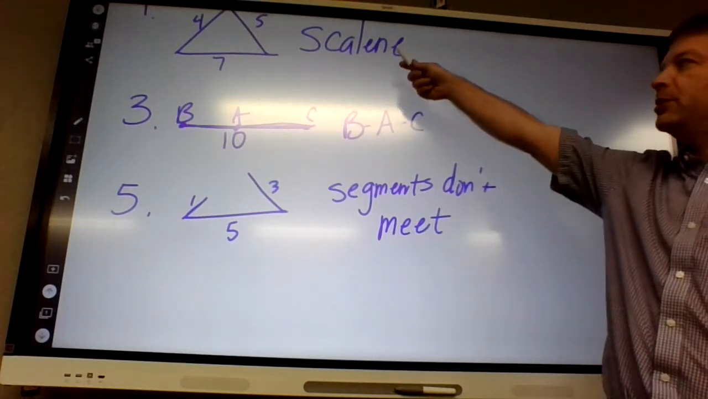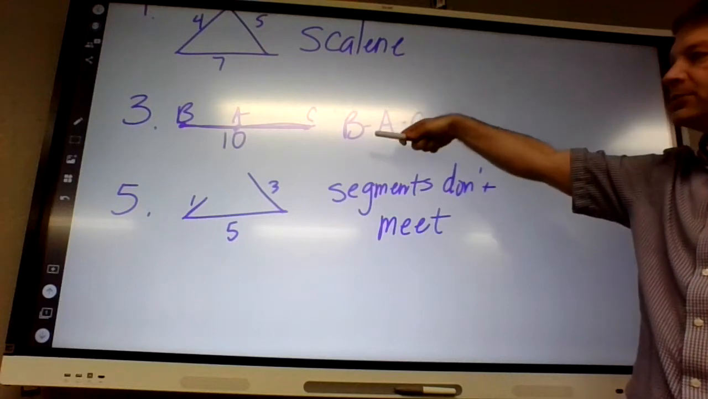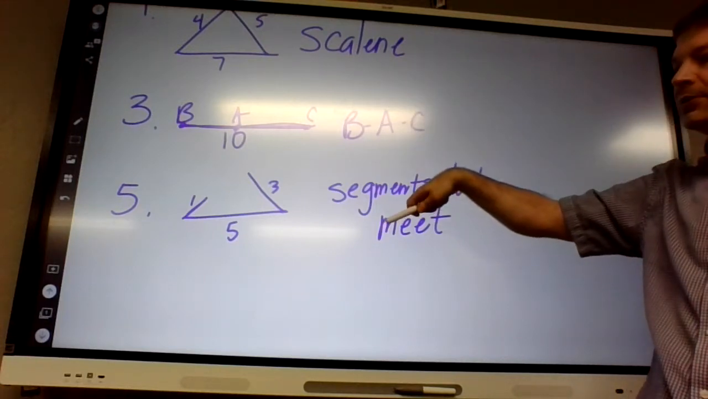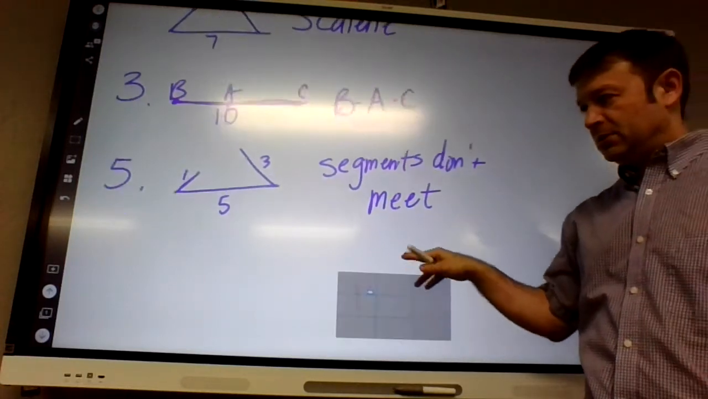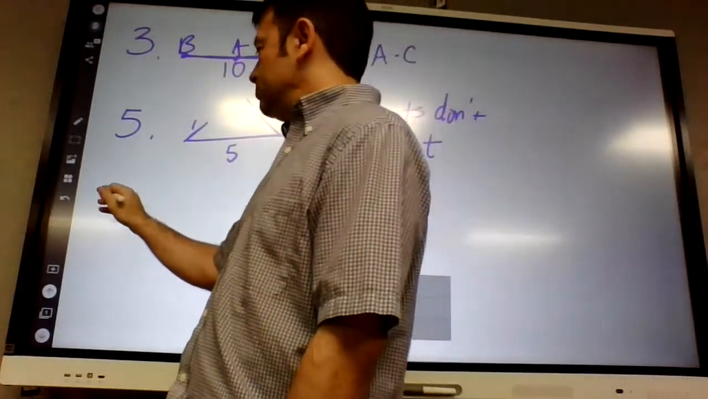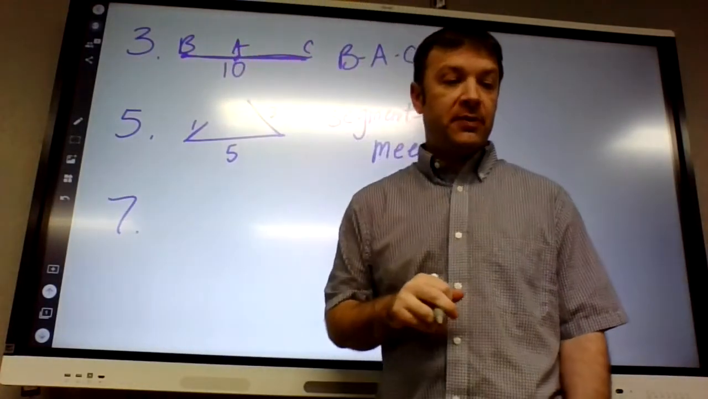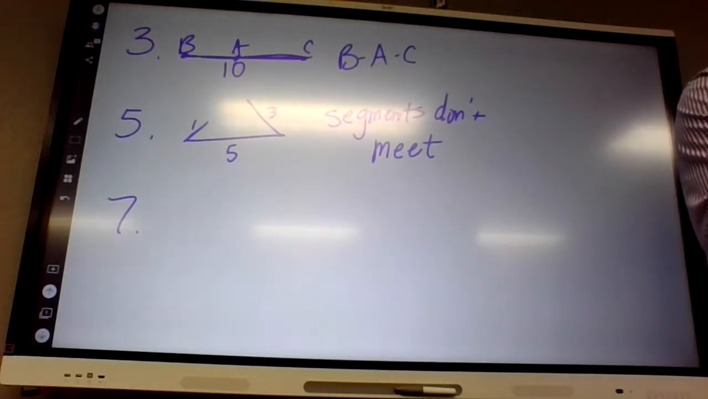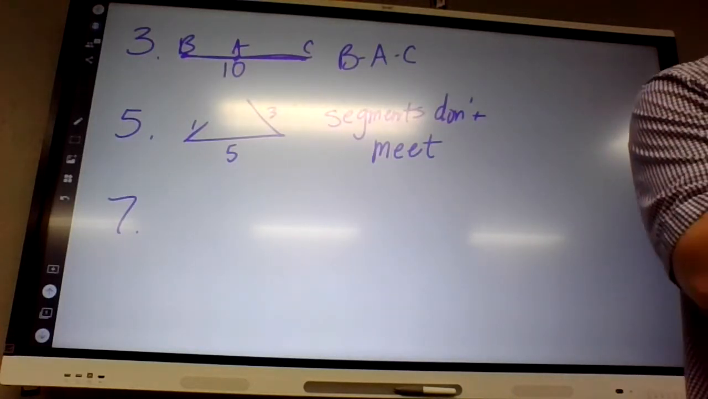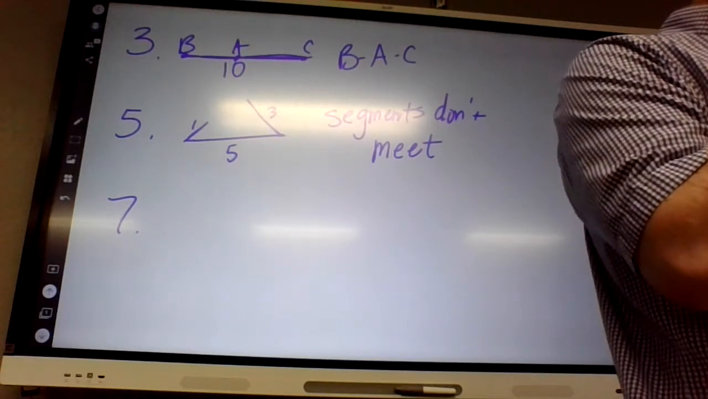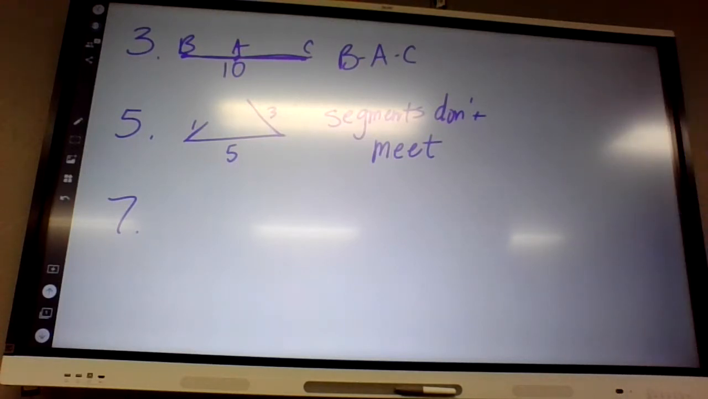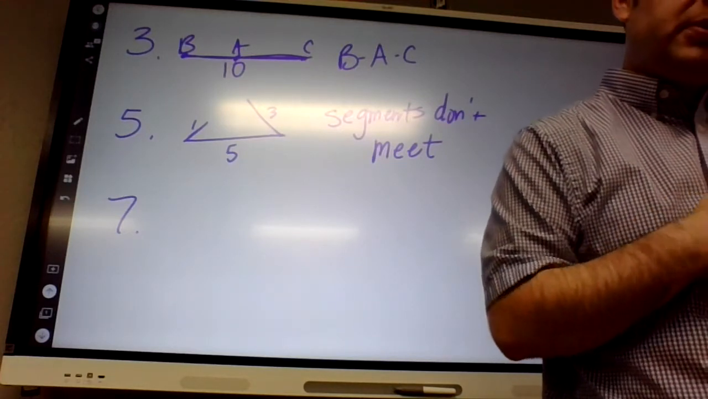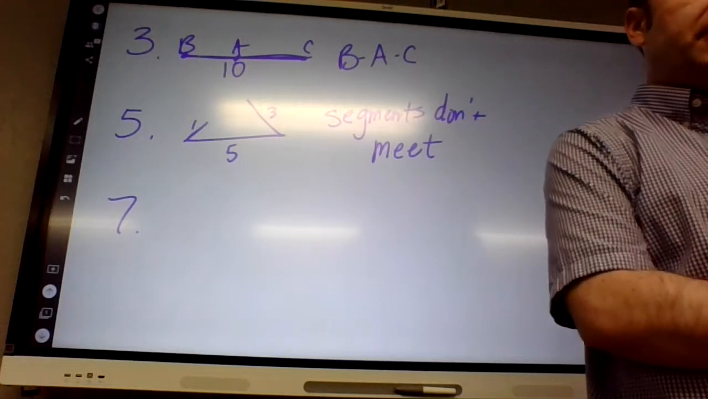So there's one actual triangle, one straight line, one where they don't even touch at all. Alright, number 7, kind of the same thing. State whether attempting to construct triangle ABC with the given side lengths would produce a triangle, collinear points. What did collinear mean? Same line. So they make a line. Or segments don't meet. Pretty much same thing.